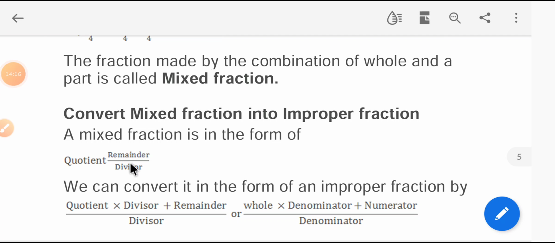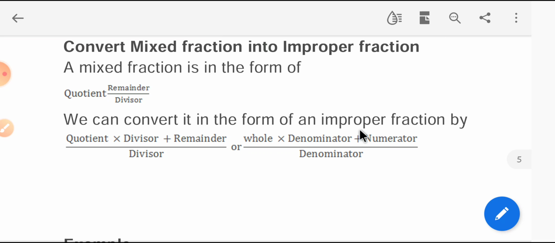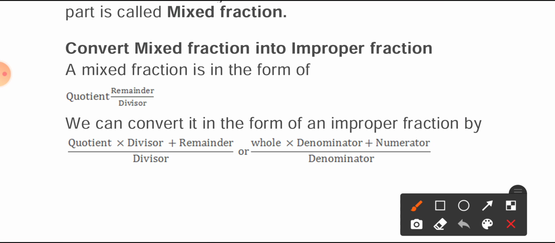So you have seen that a mixed fraction is given in the form of one whole part and a second, fractional part. So it is given in the form of quotient, remainder and divisor. So we can convert it into an improper fraction. Now how can you convert this into an improper fraction? You have to multiply quotient and divisor both. After multiplying you have to add the remainder, and the denominator will be the same, meaning the divisor.